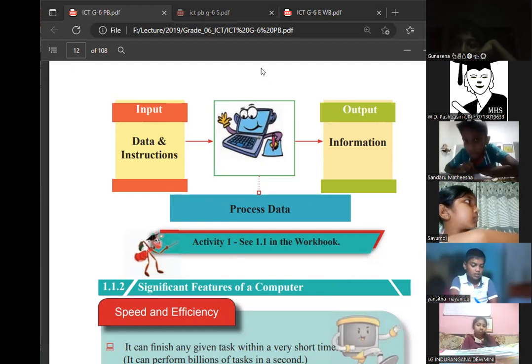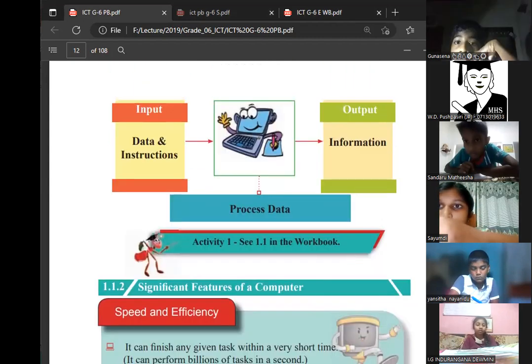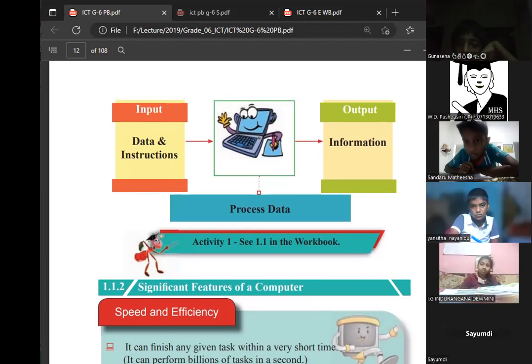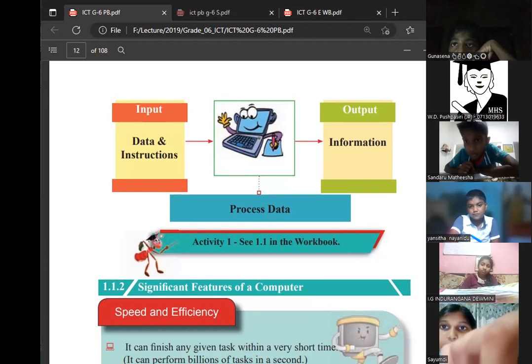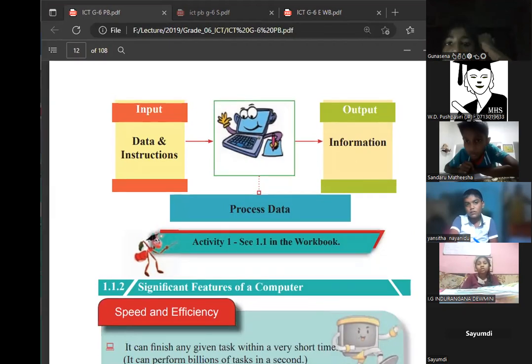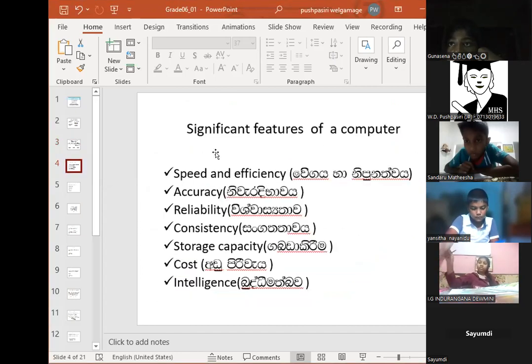Right. Now here, you have speed. We will write down first, then we will discuss. Okay, can you write down? I will give you the note. Significant features of a computer in basic I have given you, so you can write this down very nicely.